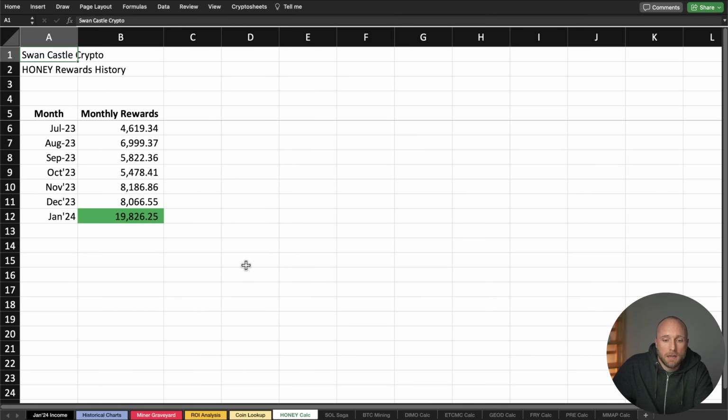If we go to the Honey Calc tab, these are my total rewards by month ever since I got the dash cam. You can see this month I've done more than double any previous month so far. So it's largely due to having the double dash cam, but also me driving more this month.